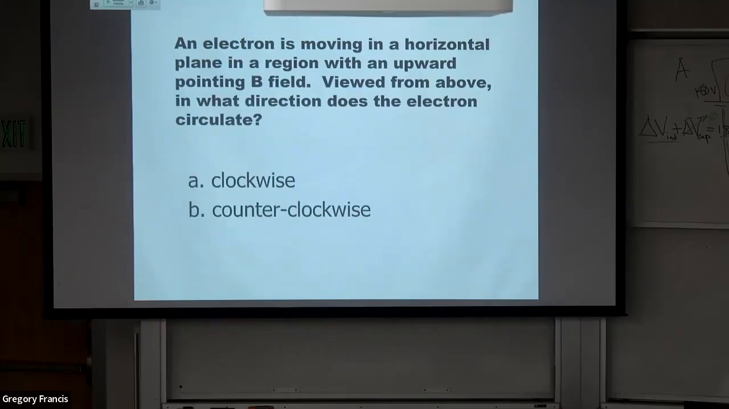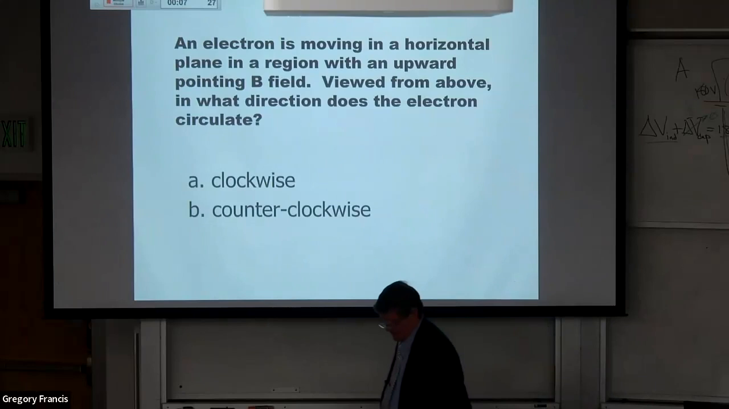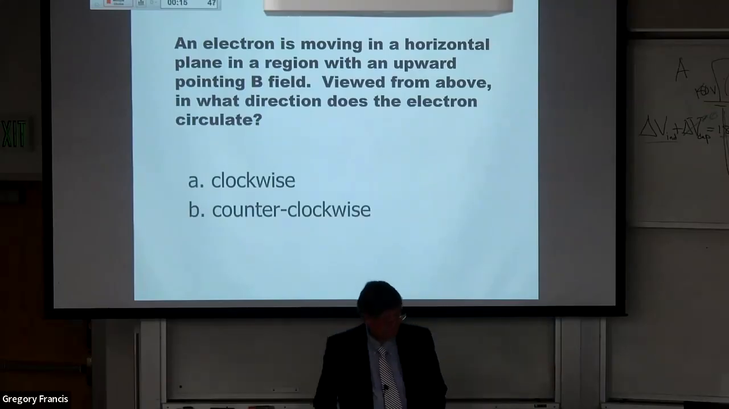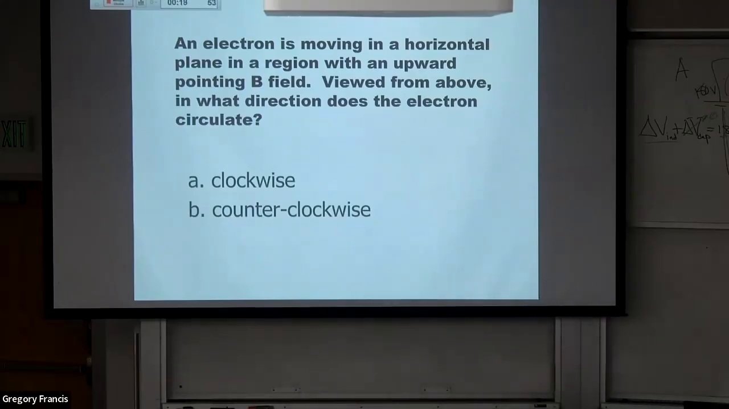Okay. An electron is moving in a horizontal plane in a region with an upward, by that we mean towards the ceiling, B field. Viewed from above, in what direction does the electron circulate? Clockwise or counterclockwise? With your clicker, please. This is not going to be on the exam, but if we do go to war with Canada, I know which side I'm going to be on. A, I'm going to be on Canada's side.